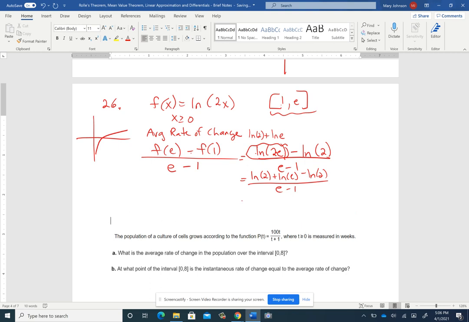All right, and then the natural log of 2 minus the natural log of 2 is gone. And then ln e: these are inverse functions, you've got the same base. If you do ln e on your calculator, you'll get 1. All right, so that's the average rate of change. You don't want to do an approximation for that. You want to keep it all worked out.